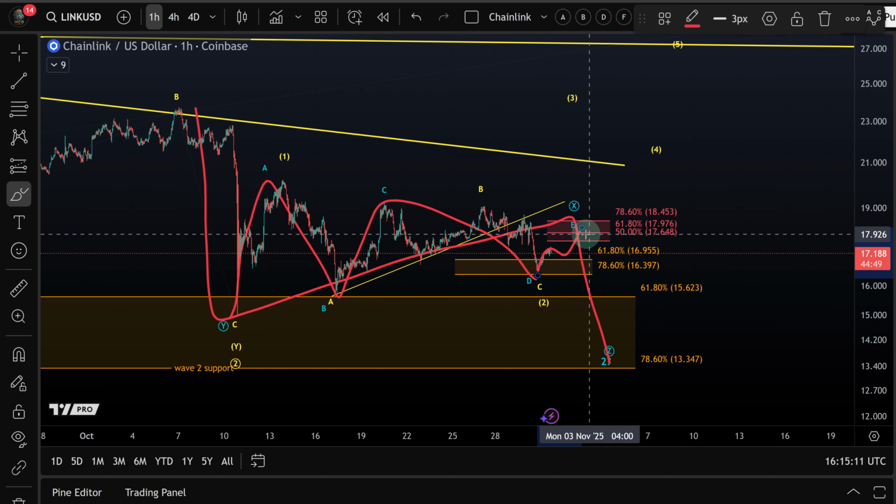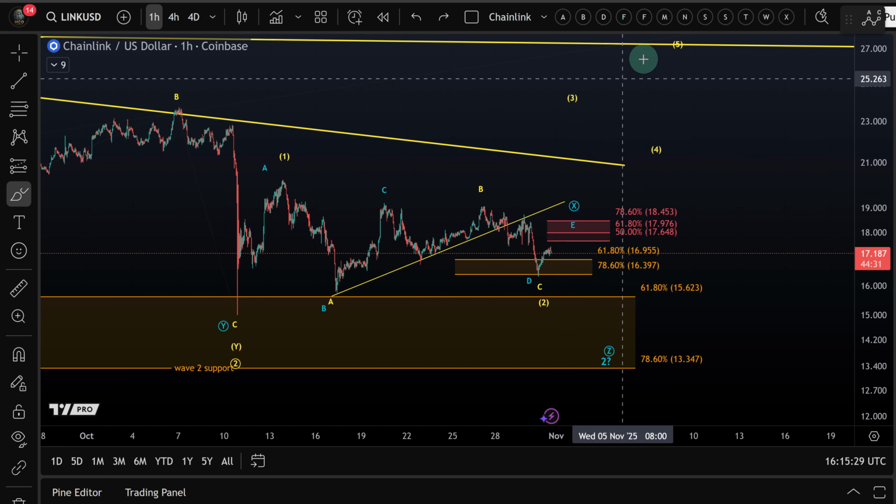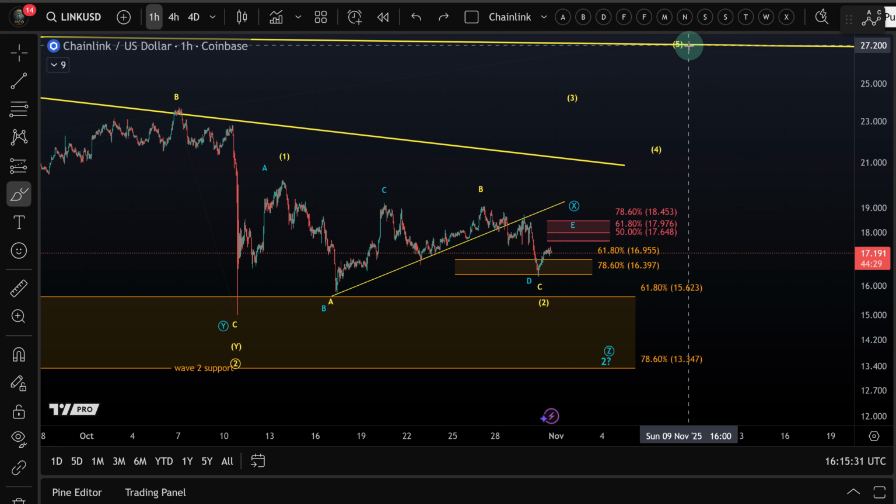And the nearest resistance area that I'm watching is the area between $17.65 and $18.45. This is Fibonacci resistance. Only a break above it would open the door to much higher prices. Potentially, first of all, we would then test this yellow trend line that's located currently around $21, and then above we've got $27, $28 as next resistance area.